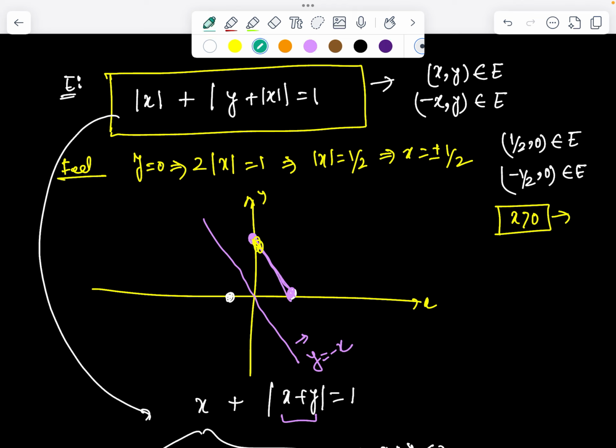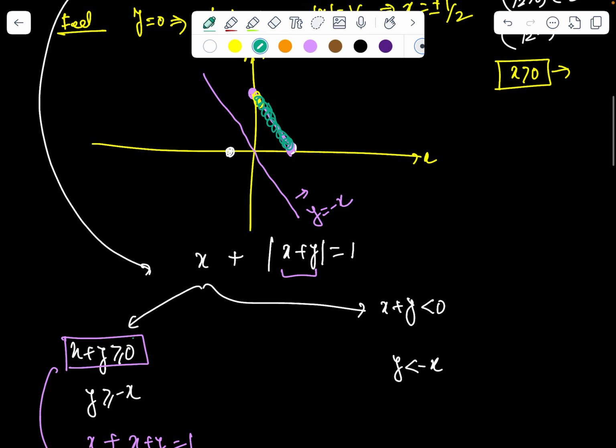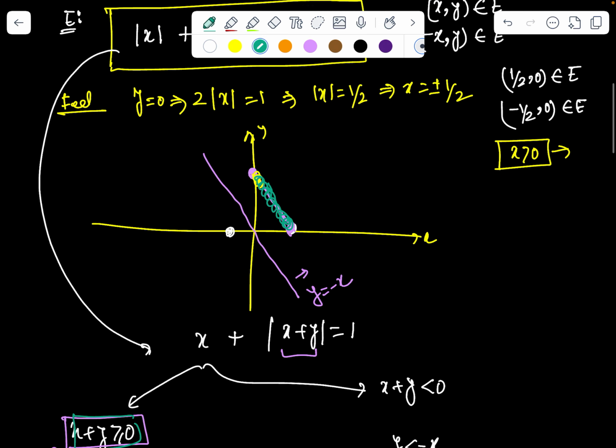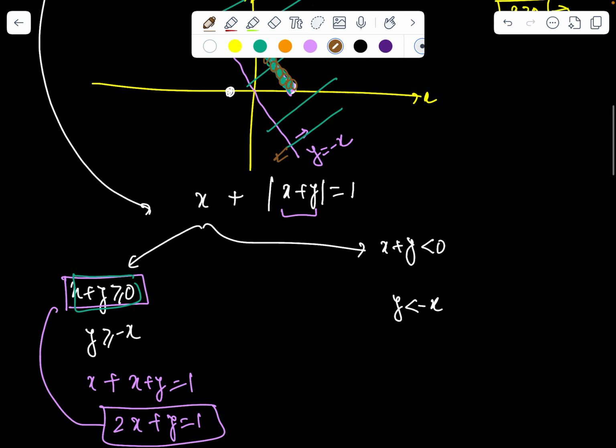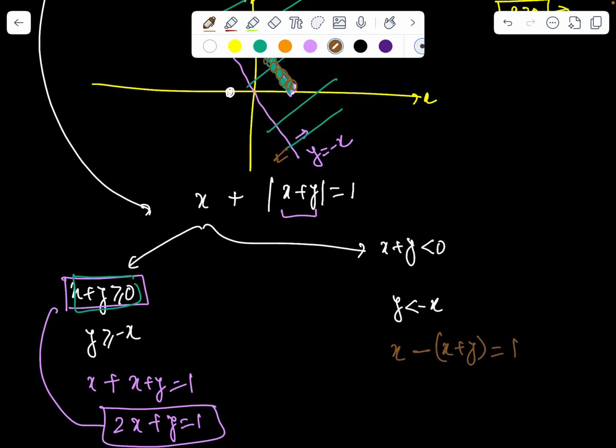Okay, so let me color it. So this is the portion that I am getting under this condition, x plus y greater than 0. x plus y greater than 0 is this region. So in this region, the portion of the graph that we got, the hashed diagram, you can see over here. Now we're left with y less than minus x, meaning below this. So for y less than minus x, this will open as negative. So that gives you x minus x plus y equals 1, and that evaluates to y equals minus 1.